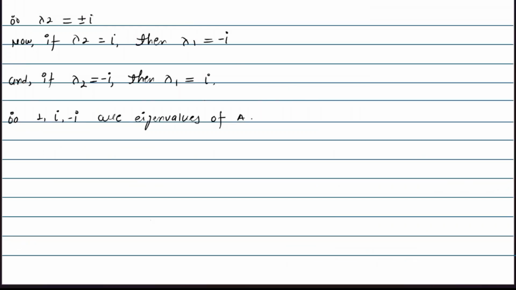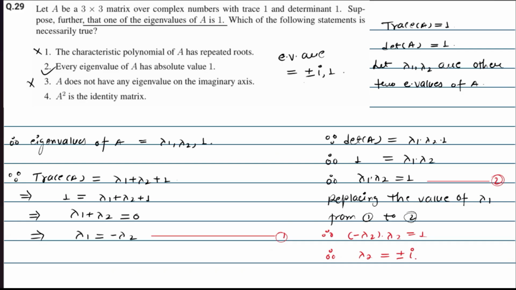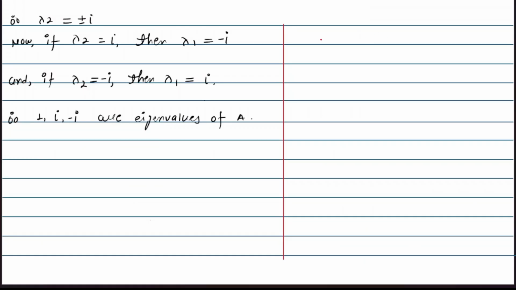For option number 4, it is saying that A square is the identity matrix. Now choose a matrix A such that A is 1 0 0, 0 0 1, 0 minus 1 0. If we square this matrix, then I get 1 0 0, 0 minus 1 0, 0 0 minus 1, which is not equal to identity, and the eigenvalues of A are 1 and plus minus iota.